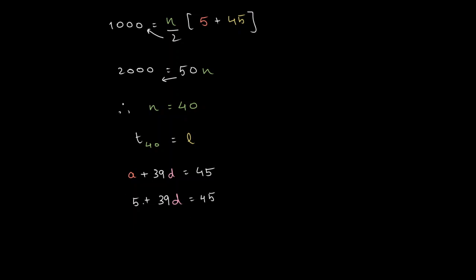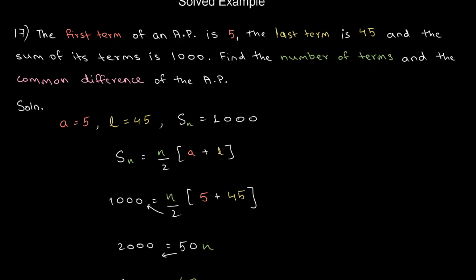Just rearrange this equation and I should get the value of D. That's the only unknown in this one equation. So let's take the 5 from the left hand to the right. So 39D is equal to 45 minus 5, which is 40. Therefore I can say D is equal to 40 upon 39, and if I write it as a mixed fraction, it's 1 and 1 upon 39. So that is the value of the common difference D.